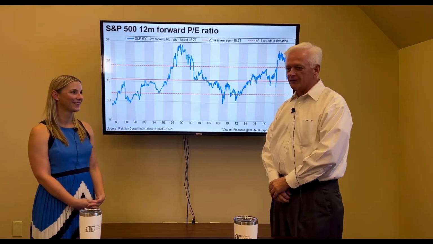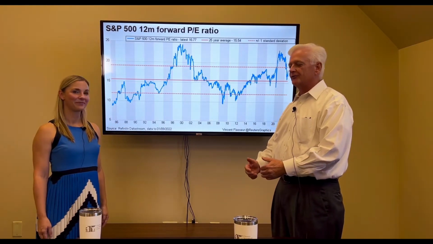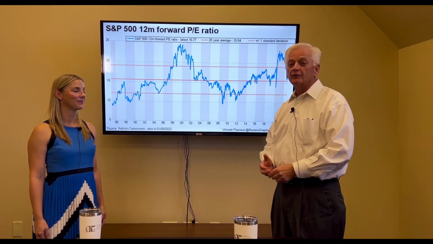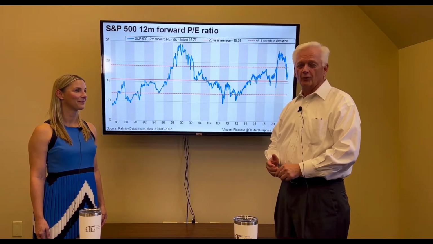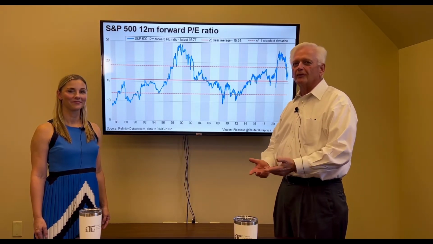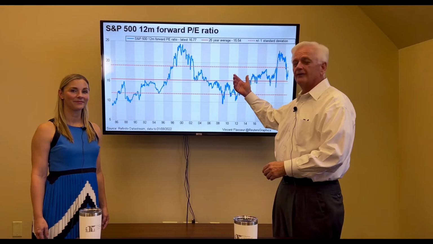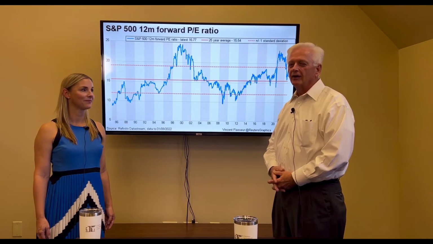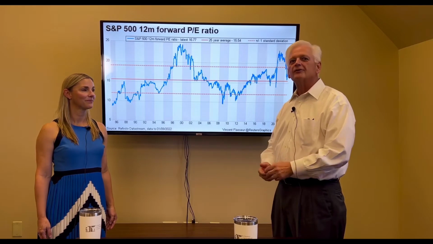So one of the things that I do, I just use the forward PE ratio as a guide to when markets are overbought, oversold. And the PE ratio is simple in the fact that you have a price, how much the earnings of the company make per year, and you find what that ratio is, okay?